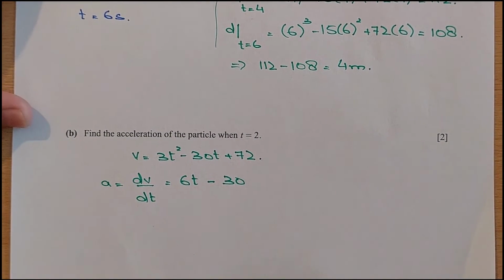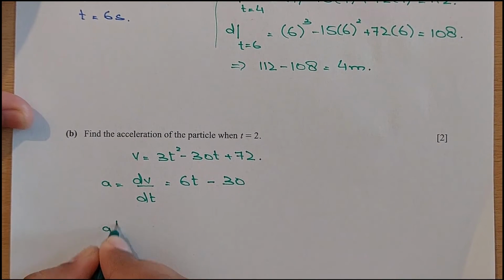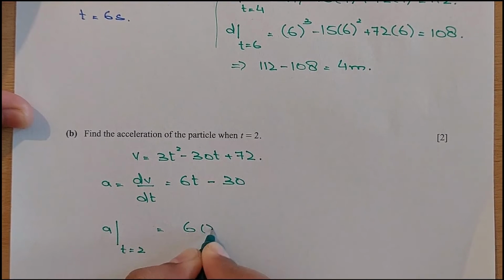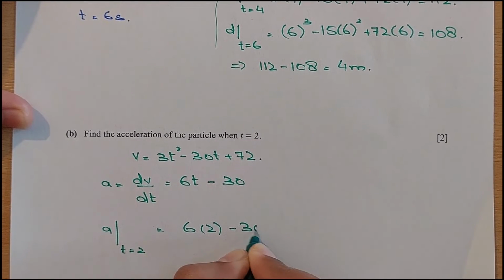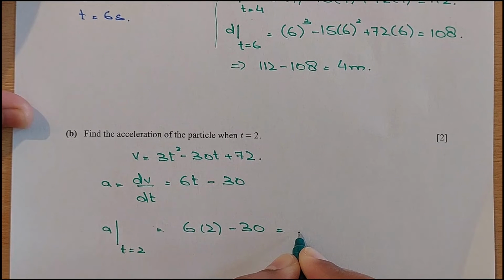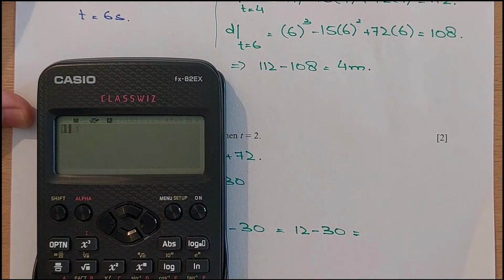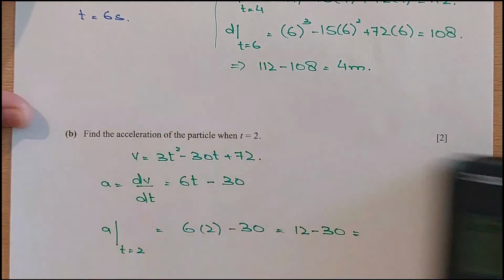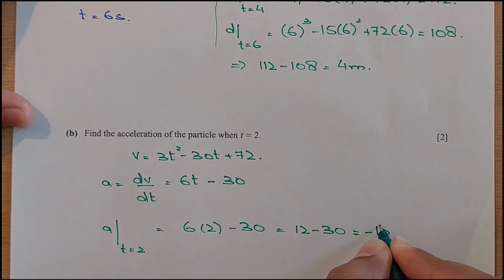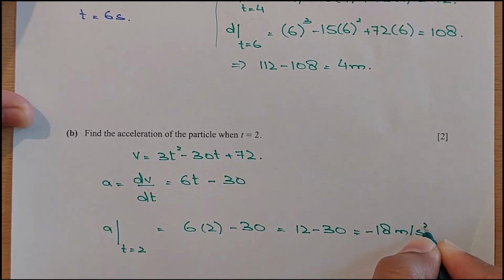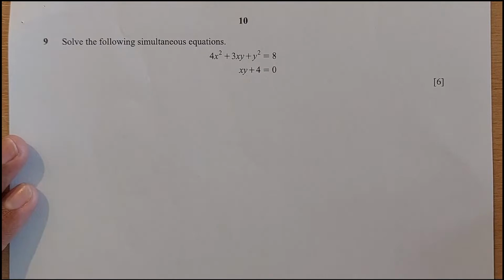So we need to find the acceleration at time t equals 2. 6 times 2 is 12, minus 30. Let me check, 12 minus 30, I guess that is negative 18 meters per second square. That is the acceleration.